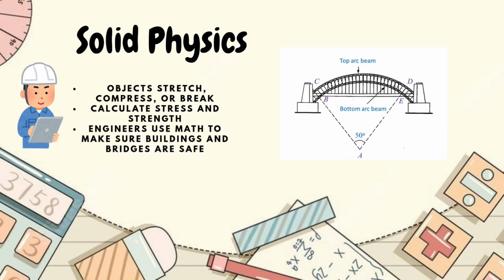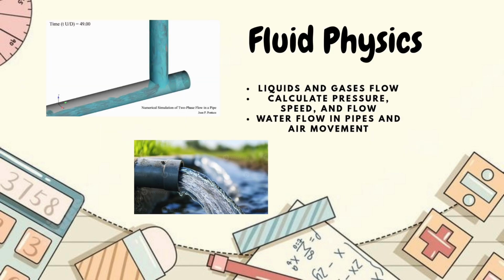Solid physics studies how objects stretch, compress, or break. Mathematics is used to calculate stress and strain. For example, engineers use math to make sure buildings and bridges are safe. Fluid physics studies how liquids and gases flow. Mathematics helps calculate pressure, speed, and flow. For example, water flow in pipes and air movement.